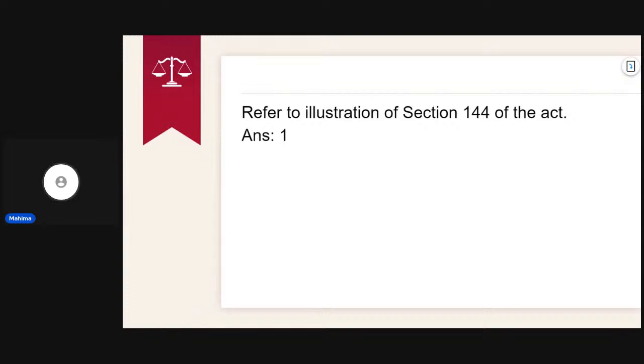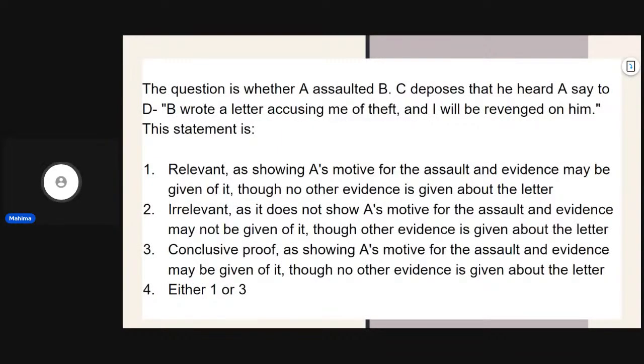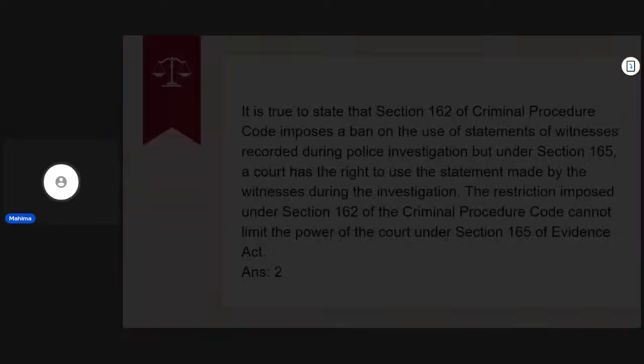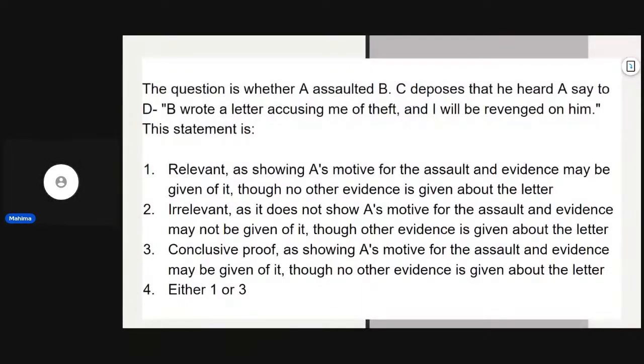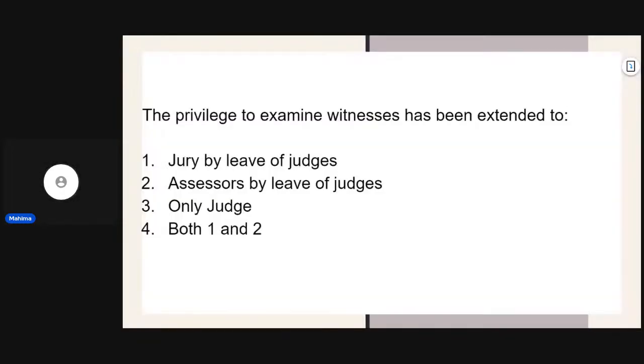Yes, it is an illustration under section 144, guys. Direct illustration taken from that act. It is option number one. It was relevant because it showed A's motive for the assault, and no evidence was given for the letter, but A's motive was clearly showing. That is the reason it was relevant. No, three is not. It is not a conclusive proof. Three cannot be it. It is not a conclusive proof.